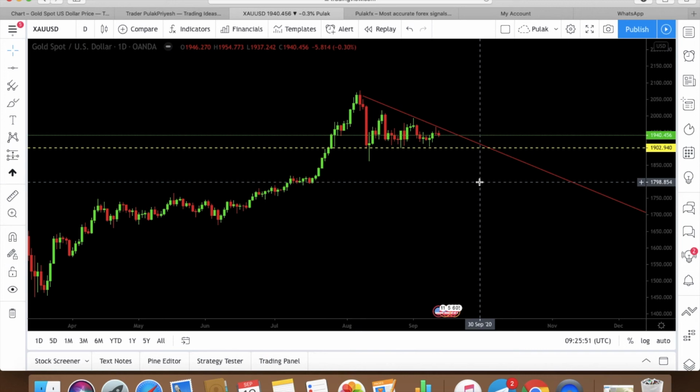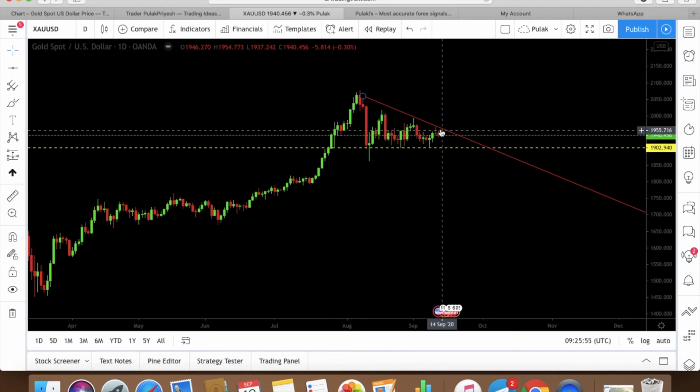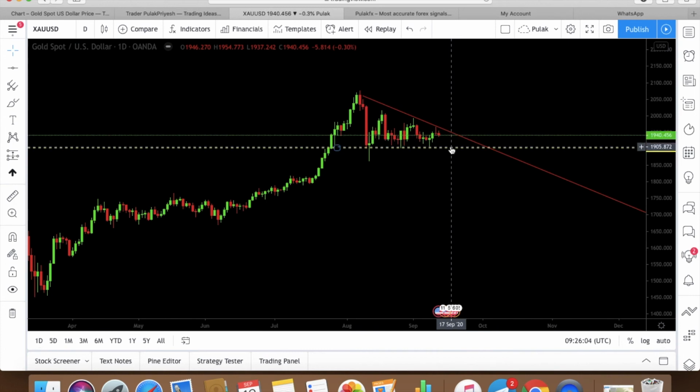If it goes to 1950, 1952, 1955, anywhere, you can go for the short selling at that moment, because unless it goes above this trend line, it should remain negative and come down. So near 1950 to 1955, go for the short sell and expect the target somewhere around 1910 to the 1886 level, which I have mentioned. That's the next upcoming move for gold.